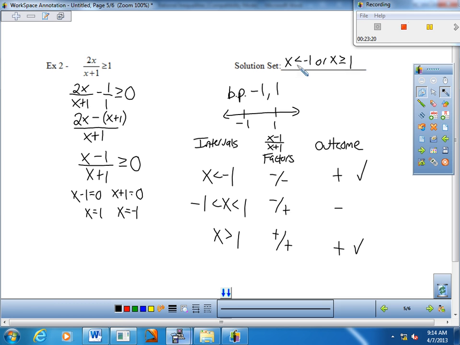That is the perfect solution set right there. So just keep an eye on that. Numerators, yes, they're going to produce 0. Denominators, no. They produce vertical asymptotes, an undefined situation.